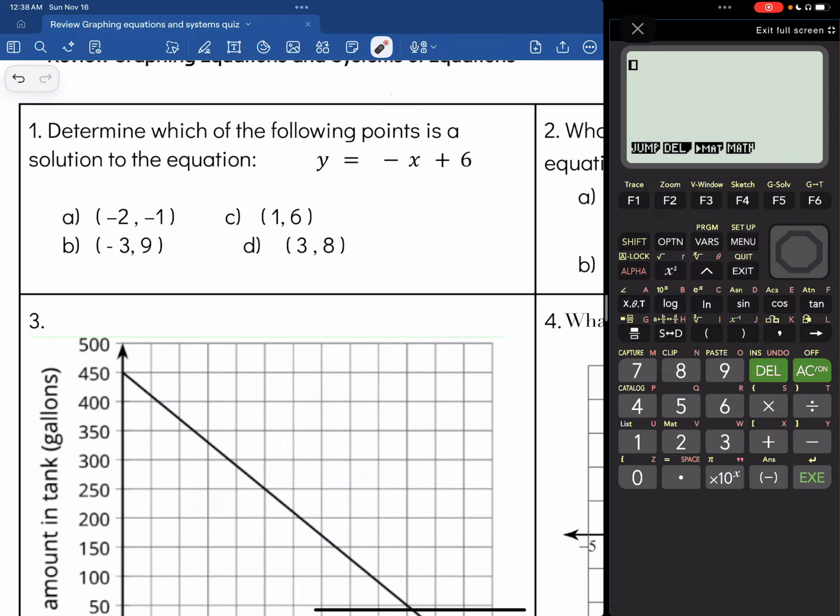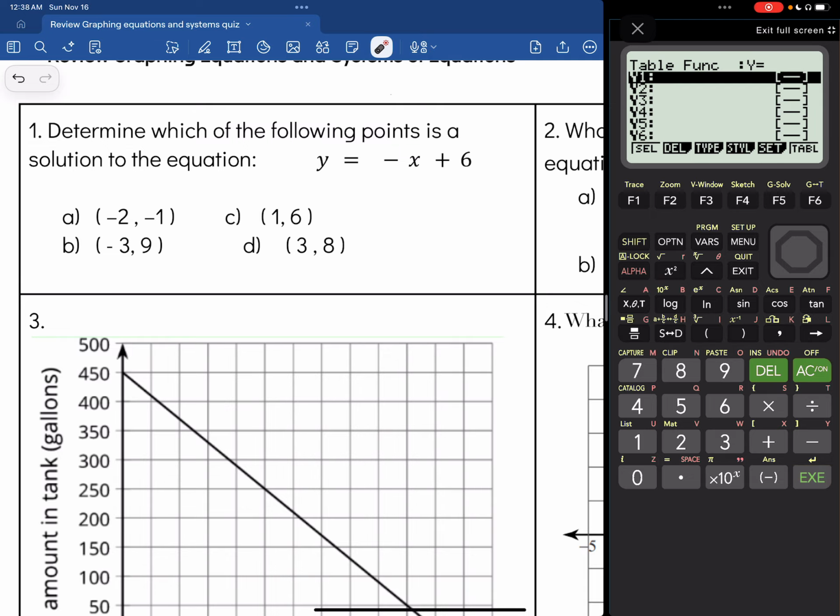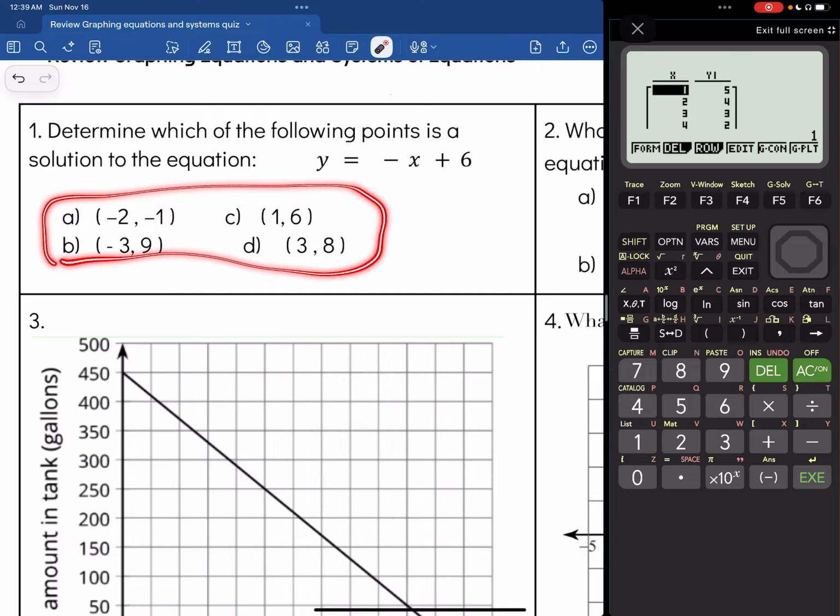So I'm going to show you first how to use the calculator. You want to go to Menu, Table, hit Enter, and then let's enter in the equation negative x plus 6. Hit Enter again, and then here we have our table of points. So any point in this table is going to be a solution to that equation. So we want to check to see which of the points that we're given in the answer choices is on our table. In choice A, we have -2, -1.